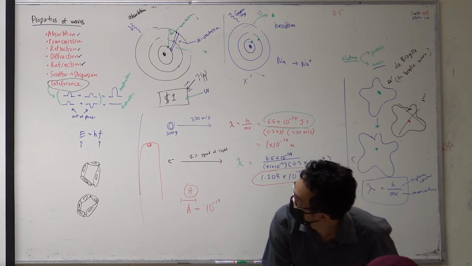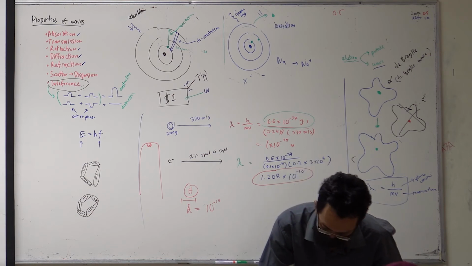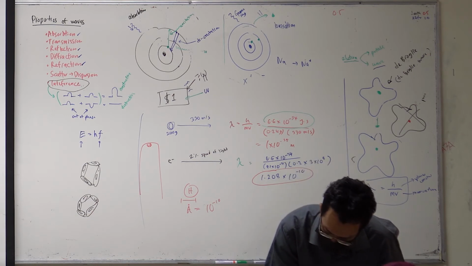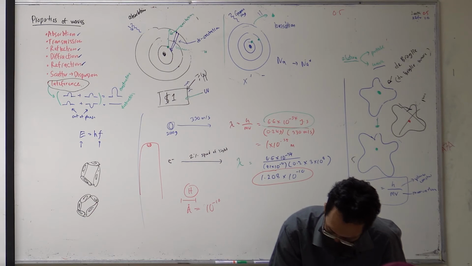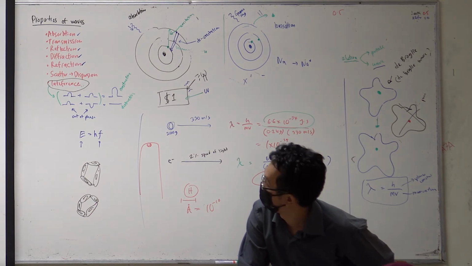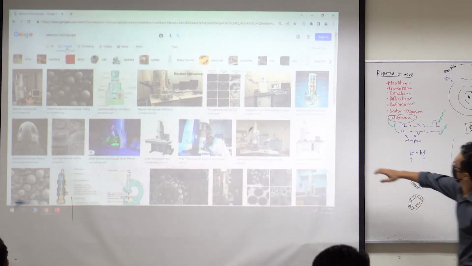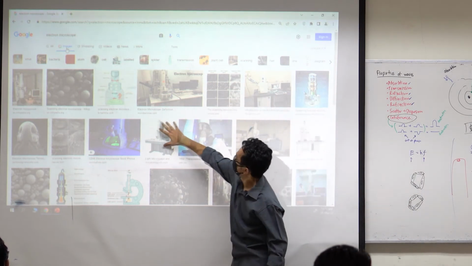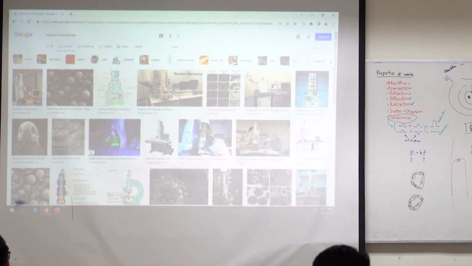Electron, apa benda tu? Electron microscope. Okay, so image. You can see here, it's this big, and I make it bigger lah.